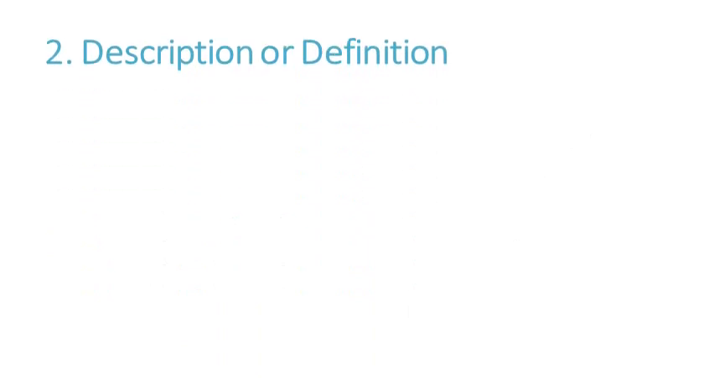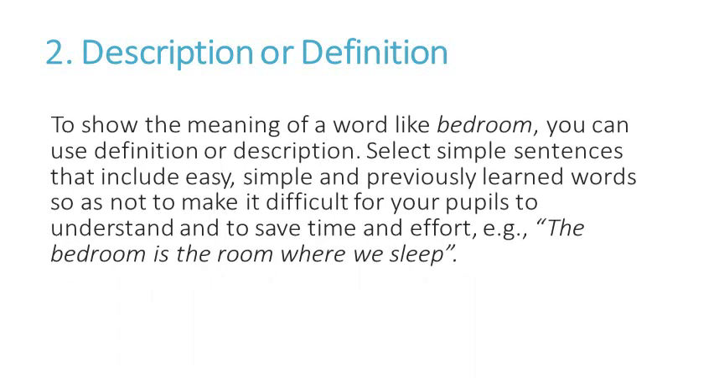You can also, we have number two, description or definition. You can describe things or define things, give a definition of certain words. To show the meaning of a word, like bedroom, you can use definition or description. Bedroom, where you go to sleep, and you show them how to sleep. Select simple sentences that include easy, simple, and previously learned words, so as not to make it difficult for your pupils to understand and to save time and effort.